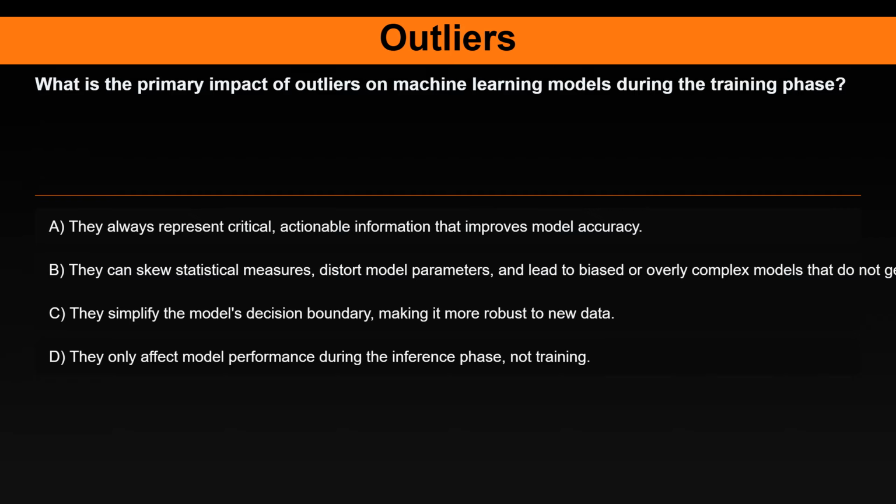Option C. They simplify the model's decision boundary, making it more robust to new data. Option D. They only affect model performance during the inference phase, not training.